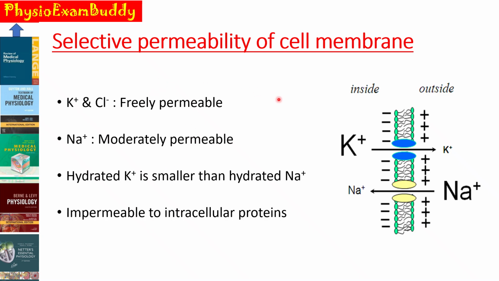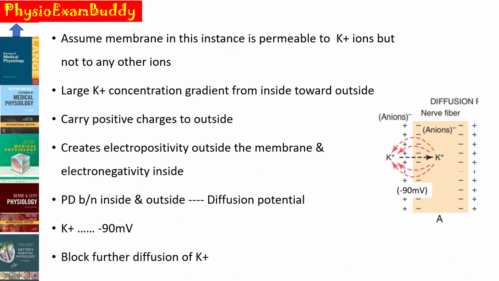First of all, the selective permeability of the cell membrane. Our cell membrane in all parts of our body is selectively permeable. That is, it is freely permeable to certain ions like potassium as well as chloride, whereas it has moderate permeability to ions like sodium, and it is usually impermeable to the intracellular proteins. Depending on the size also, the permeability differs. The hydrated potassium is comparatively smaller in size when compared to the hydrated sodium. So the size difference also causes a difference in the permeability across the cell membrane.